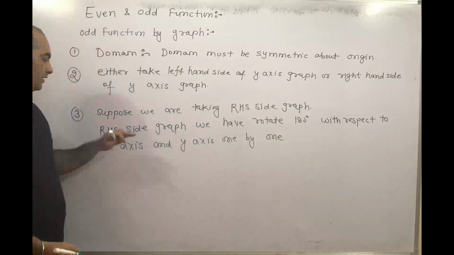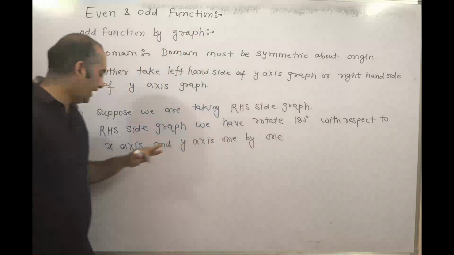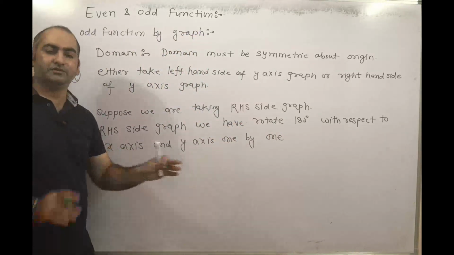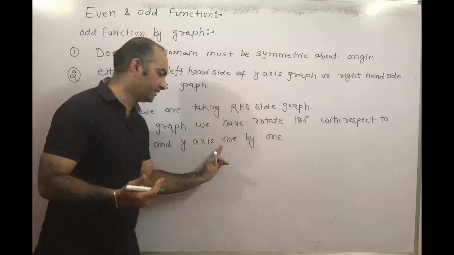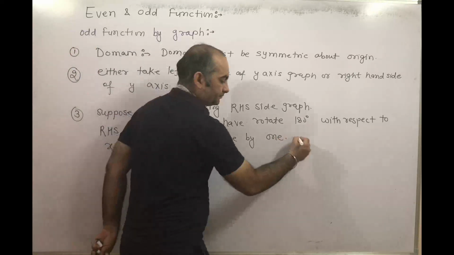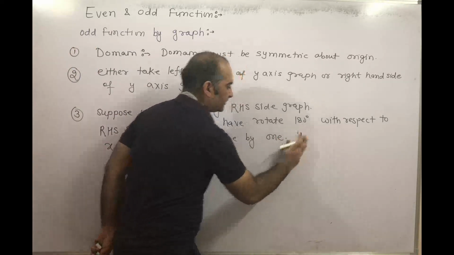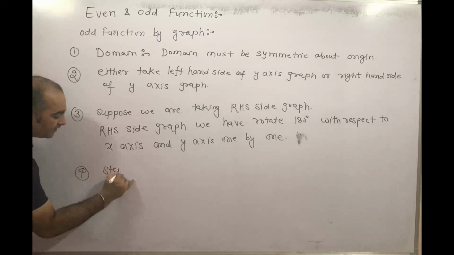Then the right hand side graph we have to rotate 180 degrees with respect to the x-axis and y-axis. First we rotate with respect to the x-axis, then with respect to the y-axis. One by one we have to rotate. Then this graph, we can say, is the step 3 graph.